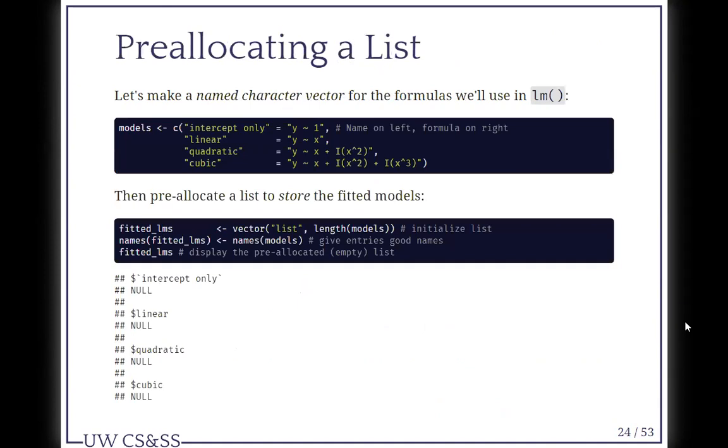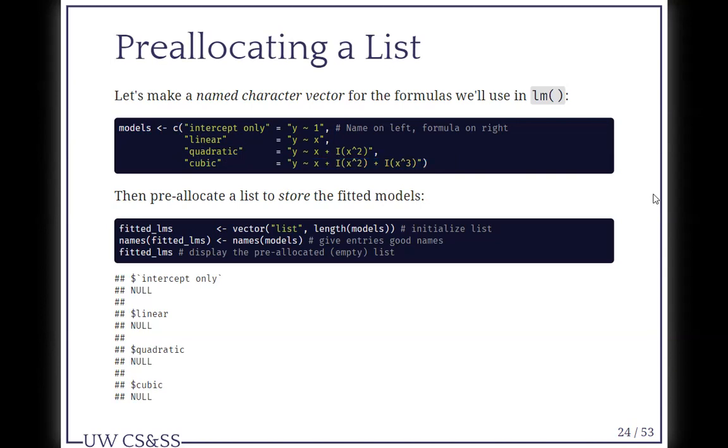So first, we're going to pre-allocate a list. We'll make a named character vector for the formulas that we're going to supply to our linear regression model. So here we have a models vector that is going to take the named elements. The names are intercept only, which is going to be y is just 1. This is how you describe to R that you want the intercept only model. Linear is y is a function of x. Quadratic, y is a function of x squared. And cubic, y is a function of x cubed.